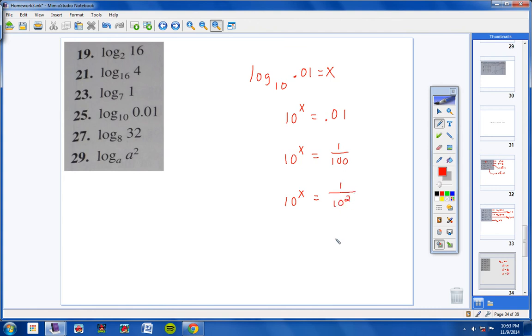Now, next, if you bring this 10 squared up to the top like this, it becomes 10 to the negative 2, all over 1. And of course, anything over 1 is just itself. So there we go. Now cross off your 10s. And there we go. We're done. X equals negative 2. Moving on to number 27.